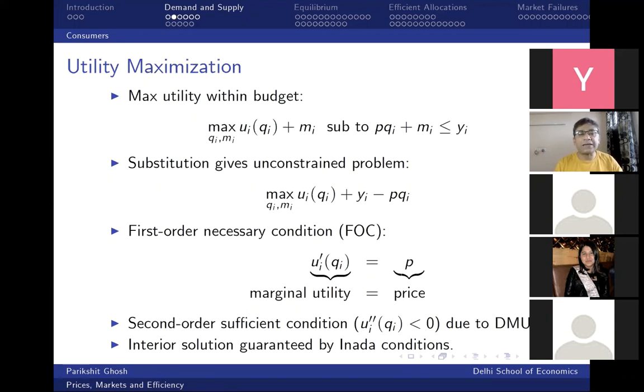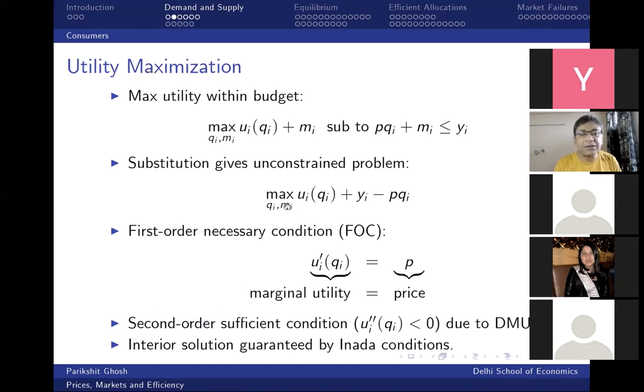Now, the moment I do that, how do I solve this problem mathematically? Well, because the problem is very, very simple, I can do it by substitution. If you think of this as an equation, m_i is essentially y_i minus p q_i, right? So I'll get rid of the constraint and replace m_i by y_i minus p q_i. That's what I've done in this slide. So I've converted the constrained optimization problem into an unconstrained optimization problem.